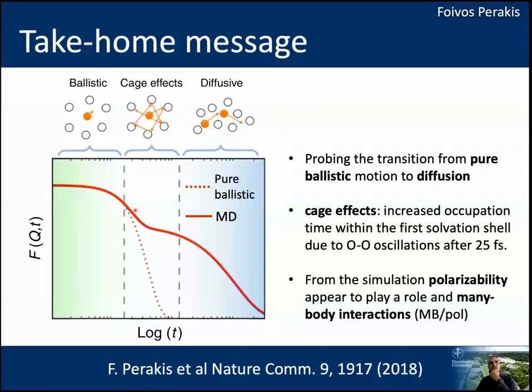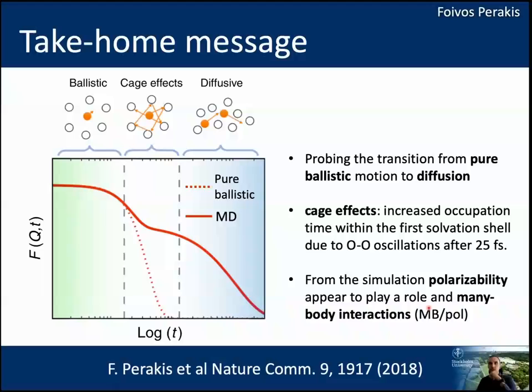This in-between regime, when you go to the supercooled state, starts to exhibit a kind of plateau that relates to the cage effects, to the presence of a kind of transient trapping that is happening to the water molecules by their neighbors, that becomes more pronounced when you go to supercooled states. And from the simulation, polarisability seems to play a role, but also many-body interactions.